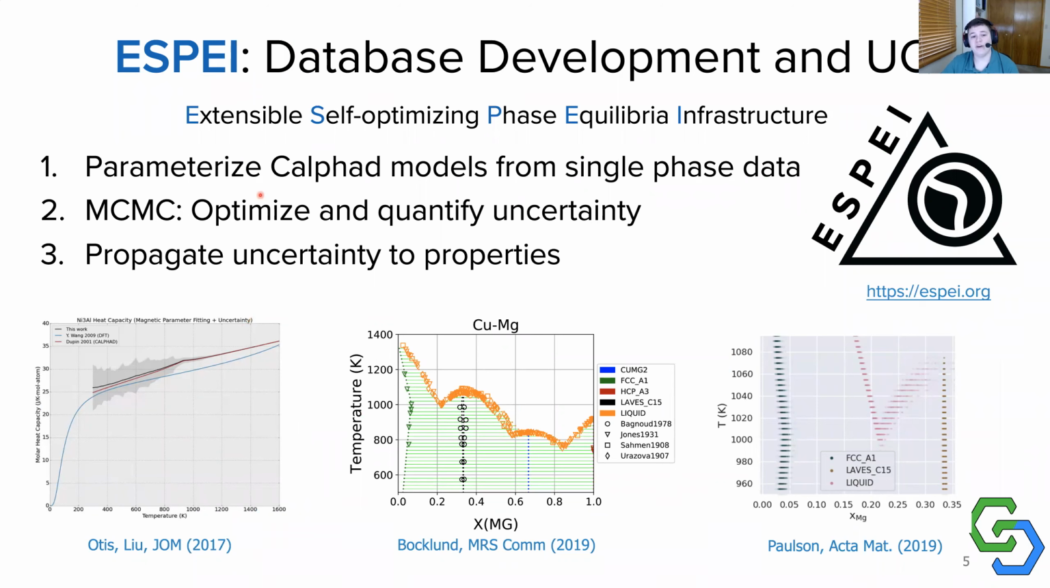So we want to parameterize CALPHAD models from single phase data, and then use Markov chain Monte Carlo to optimize and quantify the uncertainty of those parameterized models. And then we want to propagate the uncertainty from Markov chain Monte Carlo to any observable property. And so each of these 3 goals will correspond to one of the 3 notebooks that we'll look at today.